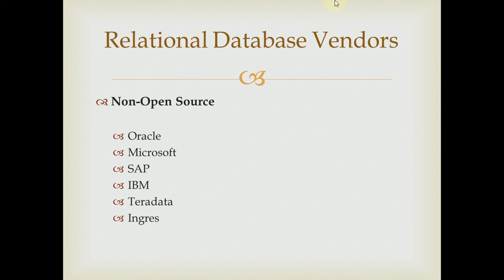So you have Oracle, you have Microsoft, and Microsoft's product is called SQL Server. Then you have SAP. SAP has its own database products. IBM has its familiar and very famous DB2 database, and then you have Teradata, and then you have Ingres. Oracle is leading, as I said earlier, and then it's SAP, Microsoft, and IBM is quite popular as well.